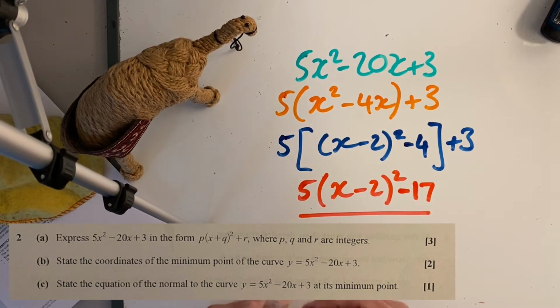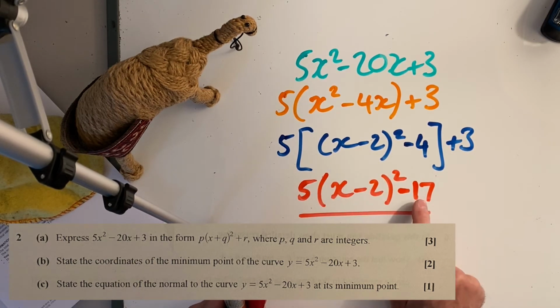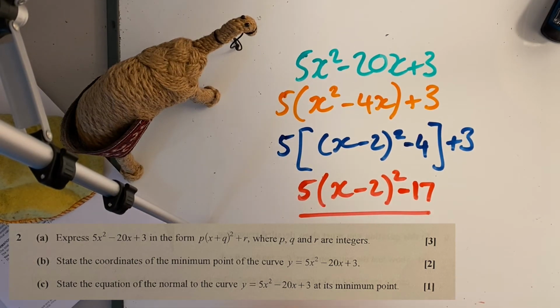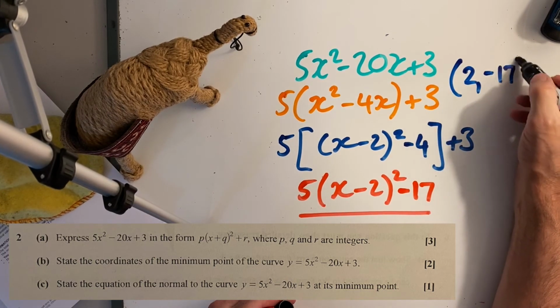So there you go. You get your value of Q, and you get your value of P, and you get your value of R. Then it says state the coordinates of the minimum point. Now the minimum point is such that this squared value makes it larger, so this has to be 0 for that to be the minimum. So x has to be 2 here for this to be 0, and then y would be -17. So we know it's going to be 2 and -17.